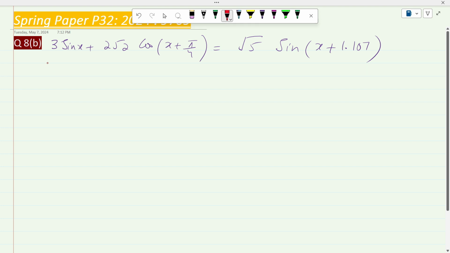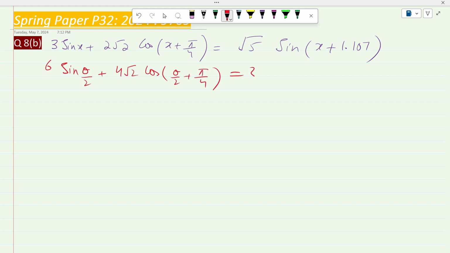In the B part, we have to solve an equation 6 sine of theta over 2. The angle is different, it doesn't matter, we will replace it with some variable. But here we have 4 root of 2 cos theta over 2 plus pi over 4 is equal to 3. Now our left hand side is not matching with our B part's left hand side, so we are going to divide this whole equation by 2 so that it matches with our R form.